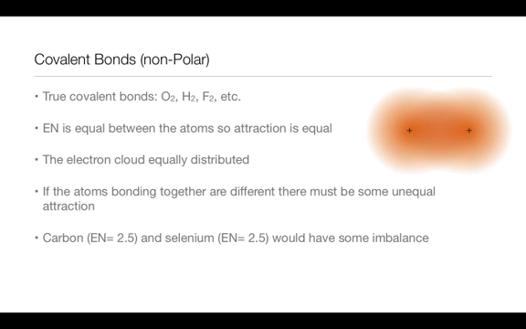An example of something that's going to be really close to being a pure covalent bond is carbon with an electronegativity of 2.5 and selenium with an electronegativity of 2.5. Since they are not exactly the same element, there is going to have to be some imbalance in the attraction between the electrons. Even though they both have the same electronegativity values, there's going to be the very slightest variation, although we could probably consider that to be a nonpolar covalent bond.